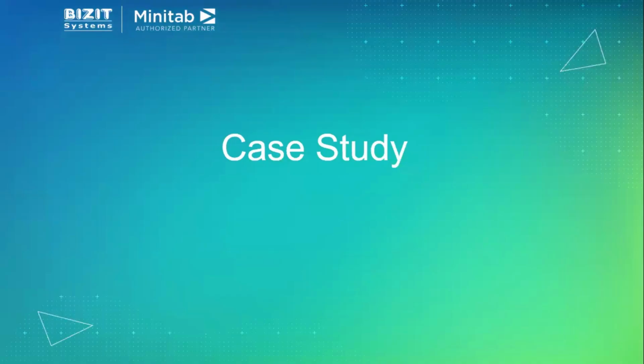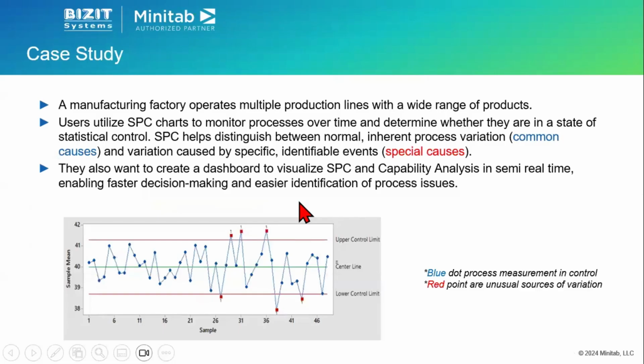So we move to the one case study. This factory operates multiple production lines with a wide range of products. The user used SPC to monitor the process stability over time. Okay, so I explain the concept about SPC.